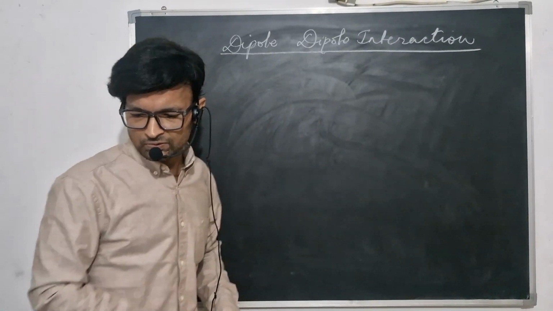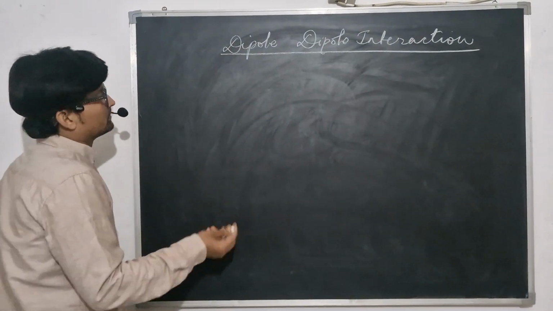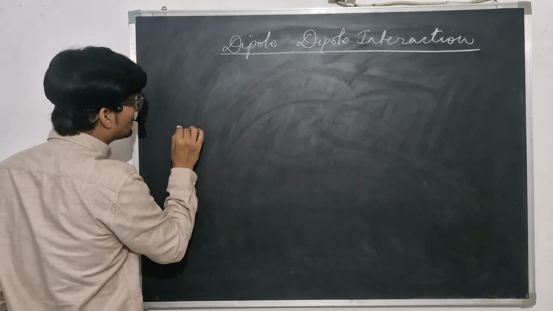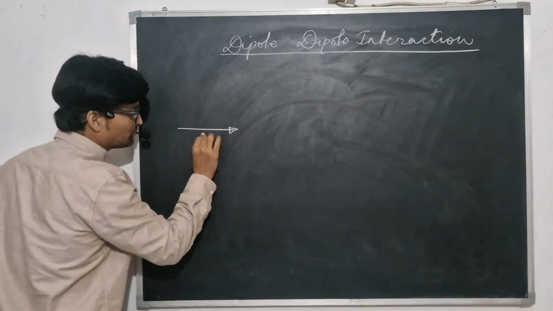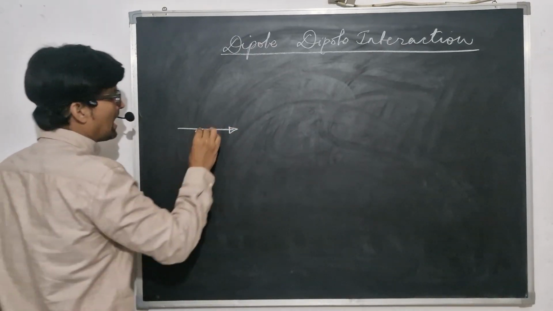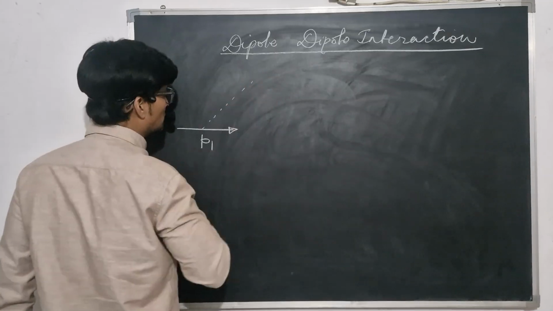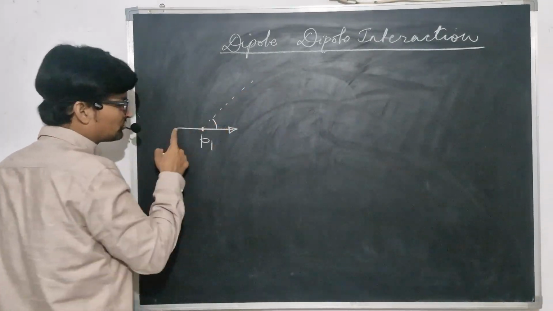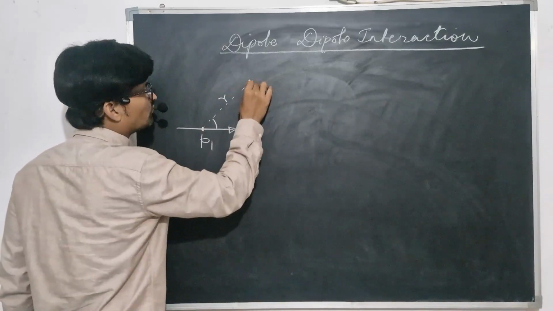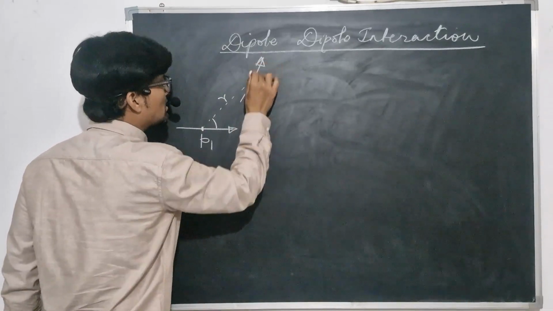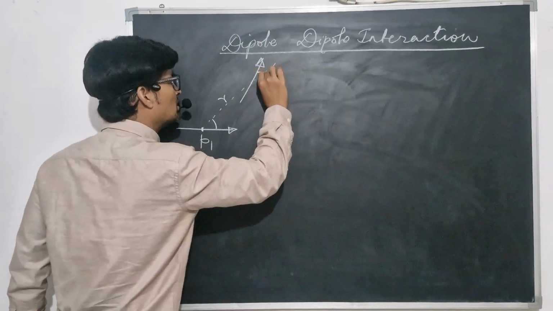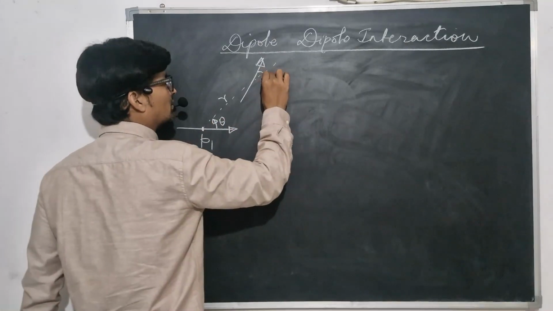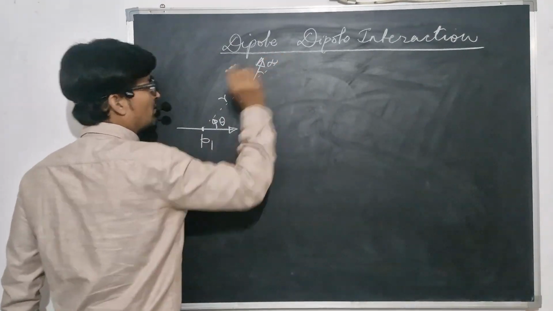Let's see. Okay, so here I can say, let's say that we have two dipoles. This is a dipole of dipole moment P1, and this is the center of this first dipole, and at a distance r we have another dipole like this. I'm taking up any general case, and let me say this angle is given to be theta and this angle is given to be alpha.